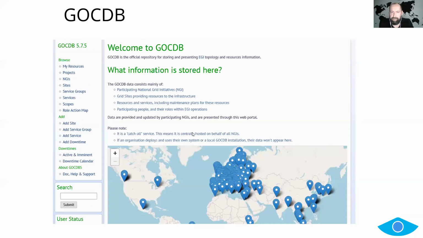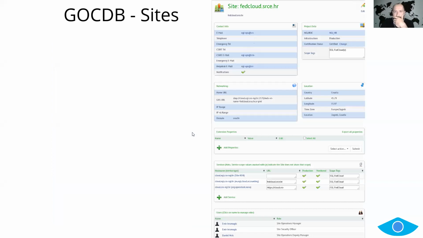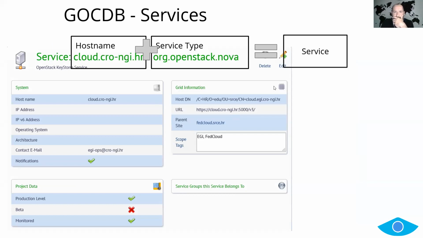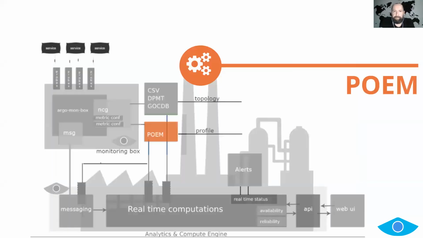Share the screen. So I showed you all of these things and the important bit: hostname and service type form a service. So that's the topology. If you want to play with us in Argo, the first thing you need to do is go and get your service in the topology database. If the service is not there, we can't help you.